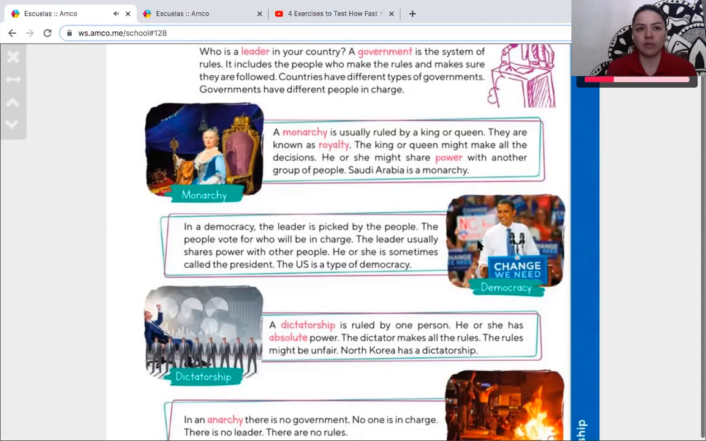Monarchy. A monarchy is usually ruled by a king or queen. They are known as royalty. The king or queen might make all the decisions. He or she might share power with another group of people. Saudi Arabia is a monarchy.